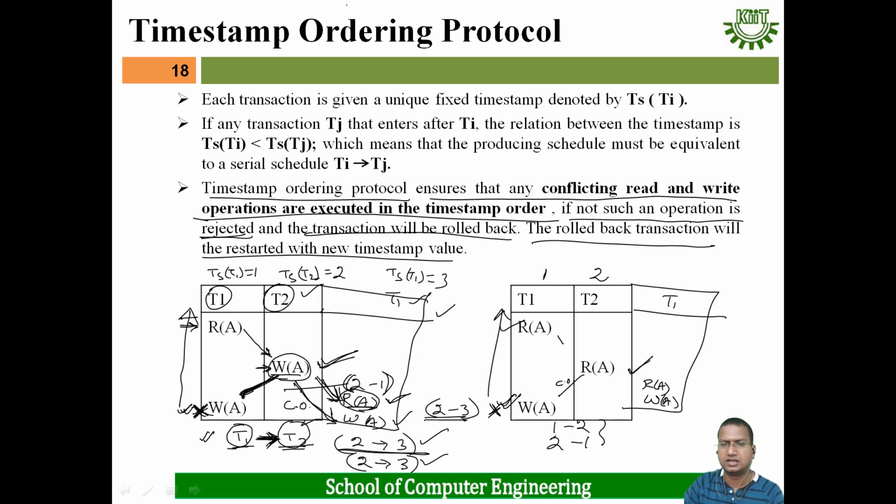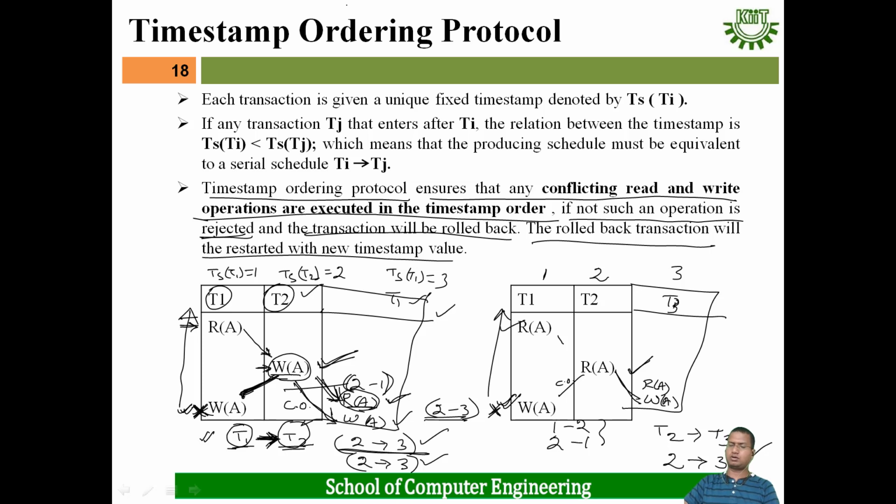Now just see here, suppose this is T3. The timestamp ordering here is T2 to T3. Is there any conflicting operation? Yes, read to write, but the conflicting operation order is 2 to 3. That's why it will not create any problem. Okay, in this way the timestamp ordering protocol works.